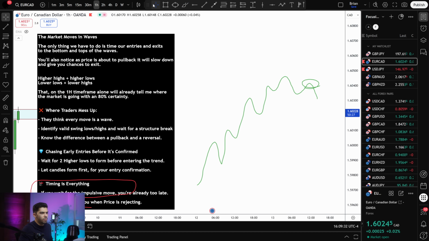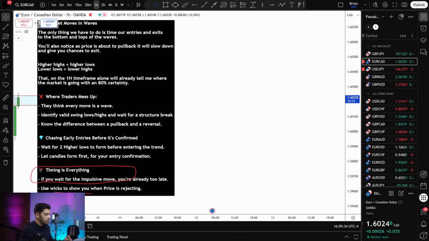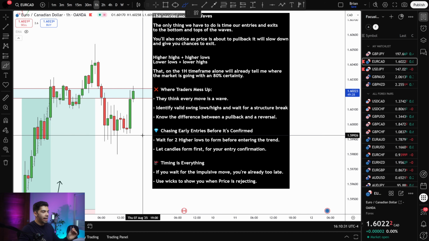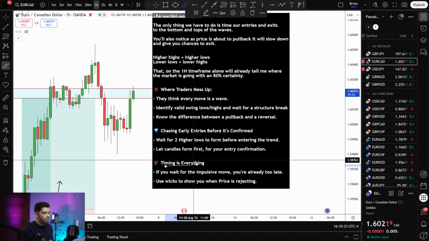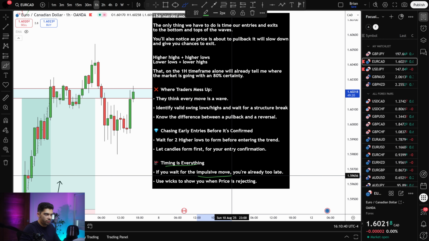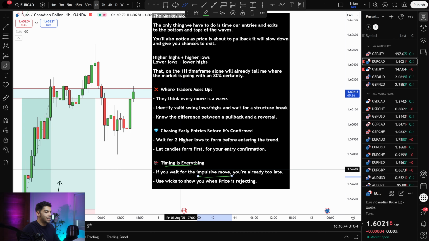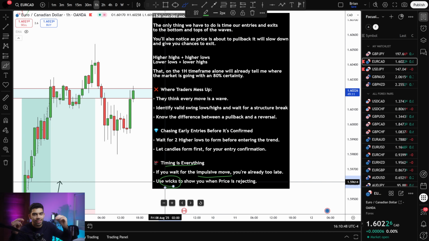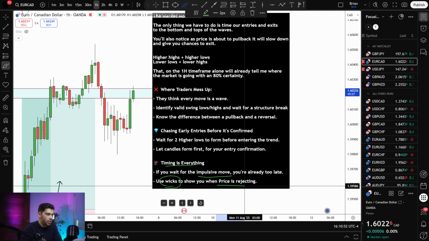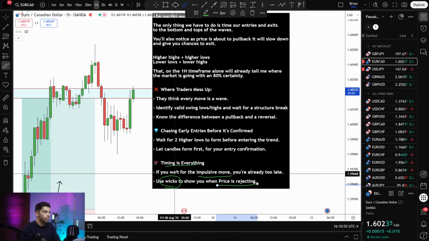So that's a very, very simple concept to understand, but it's important to remember. Timing is everything. And what I mean by timing is everything is 2 main things. First of all, if you wait for the impulsive move, then you're already too late. Second thing is that you want to use the wicks to show you when it's the right time to enter the trade.